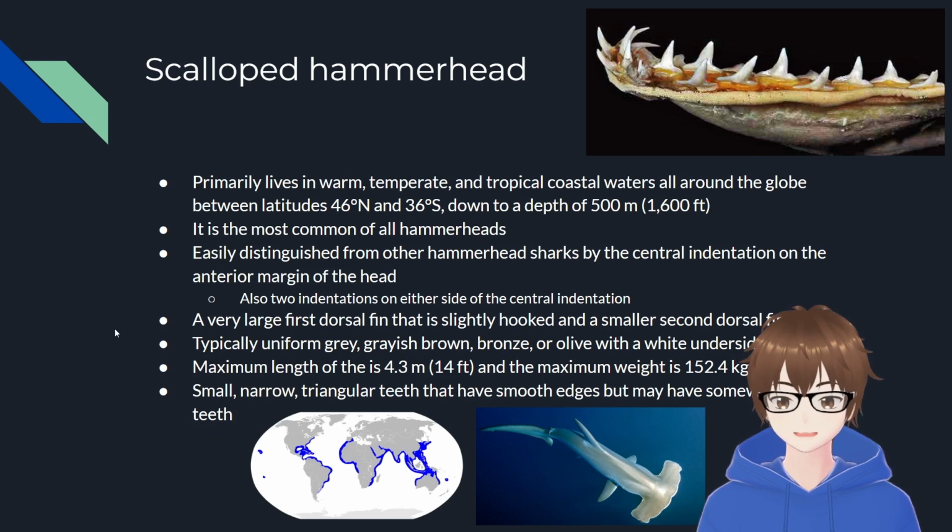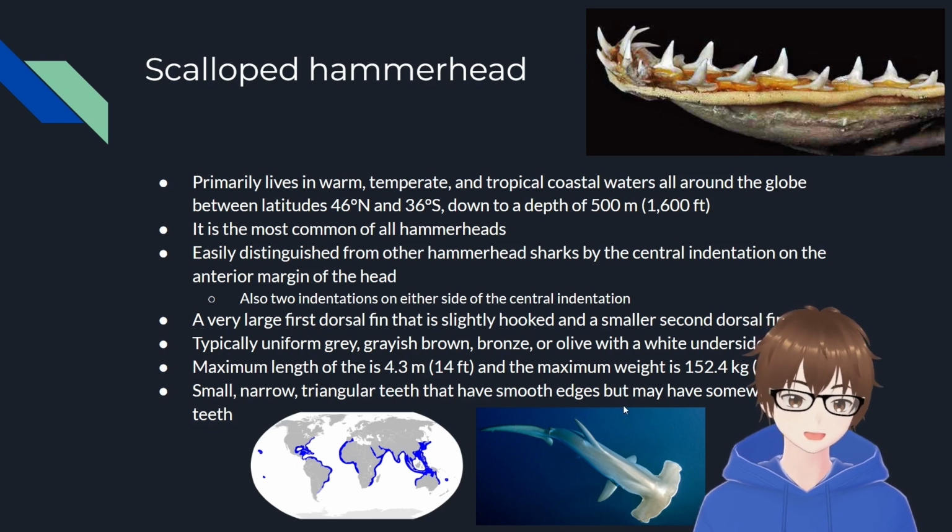It has a very large first dorsal fin that is highly hooked and a smaller secondary dorsal fin. They are typically uniformly gray, grayish-brown, bronze, or olive with a white underside. The maximum length is around 4.6 meters or 14 feet, and the maximum weight is around 152.4 kilograms or 336 pounds. They have small, narrow, triangular teeth that have smooth edges but may have somewhat serrated edges. Up here on the top, you can see a picture of what their teeth look like, again triangular with smooth edges.